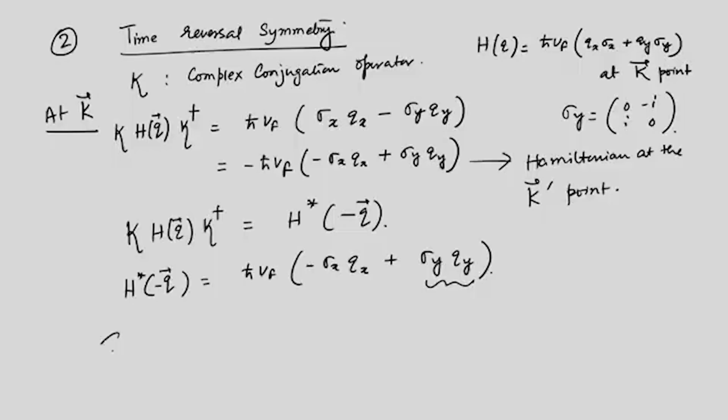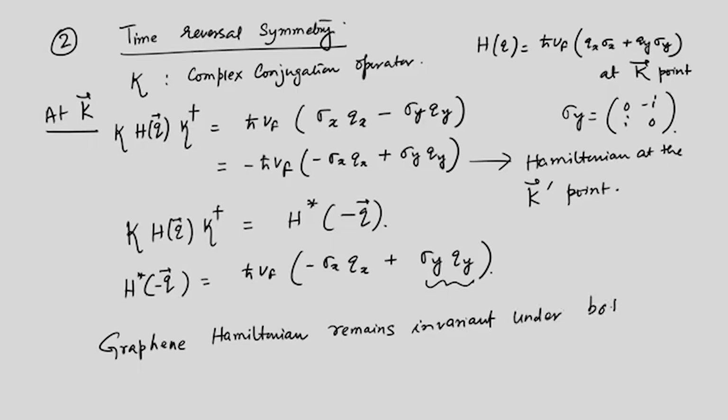Okay. So, what it tells you is that the graphene Hamiltonian remains invariant under both inversion and time reversal.